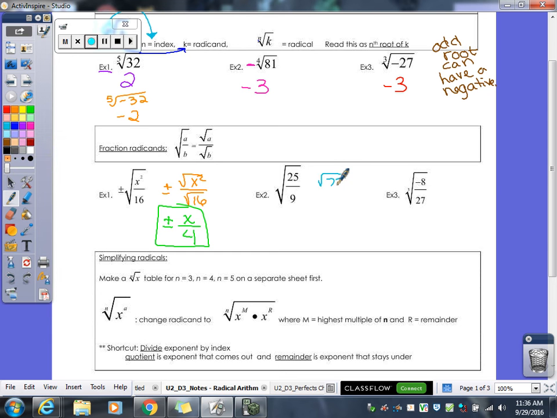So our second example, again, we want to separate it. Square root of 25 over the square root of 9. So what would that give us as our answer? 5 over 3.